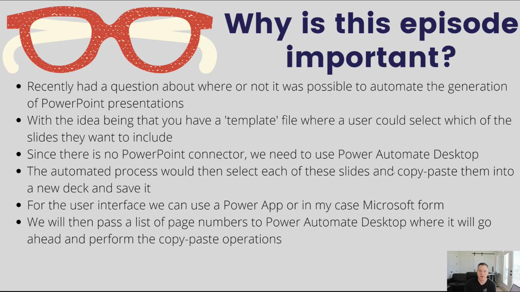But what I decided to use was a Microsoft Form, and that worked out just fine for me in this case. What we'll do is from that form pass a list of essentially slide numbers or page numbers to Power Automate Desktop, where we'll then go through the main template, select each of those slides, and then copy and paste them into a new template file and save it. So kind of an interesting problem to solve.